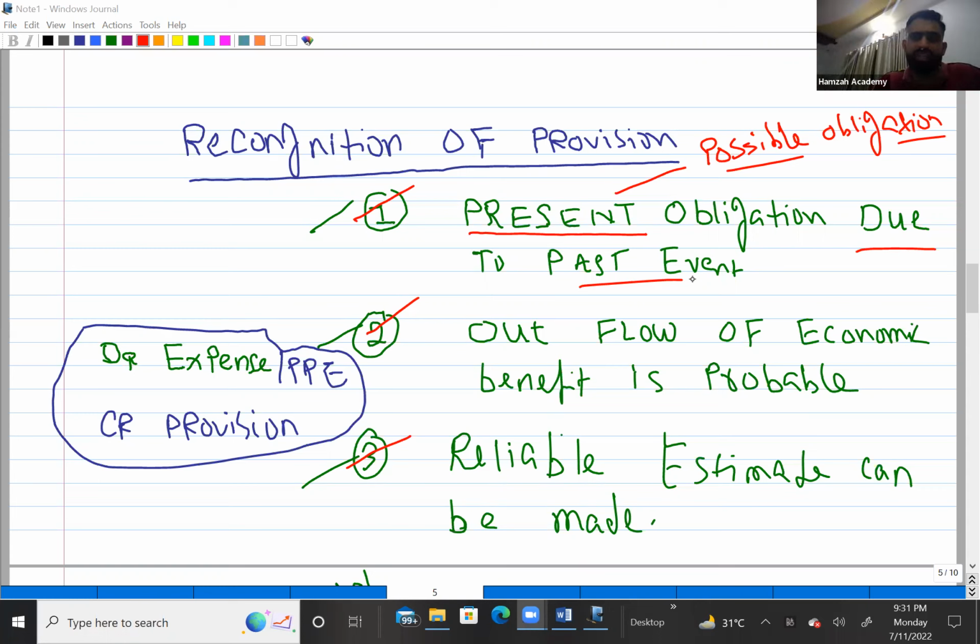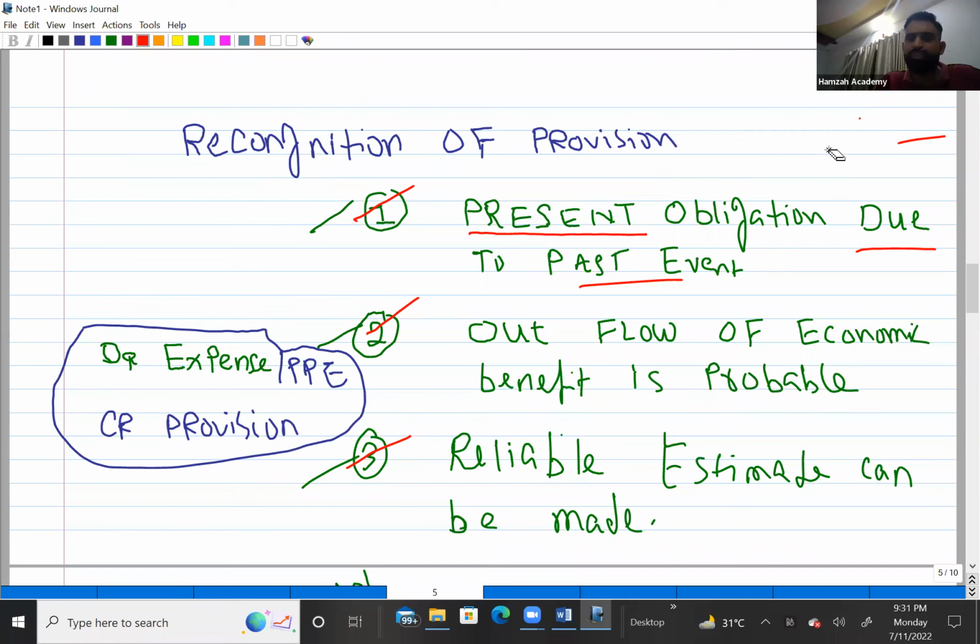Number two, the second scenario of the contingent liability. The first one might be a possible obligation. This one is a present obligation. There is a present obligation due to a past event, but the outflow of economic benefit is not probable.